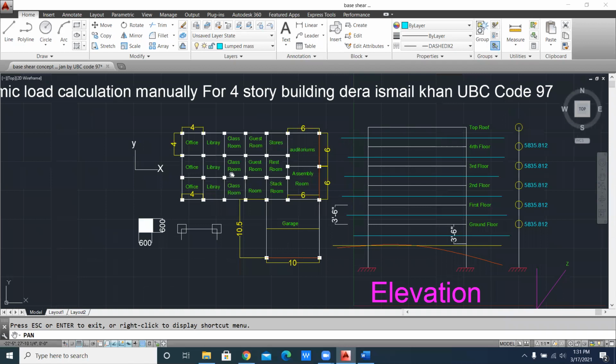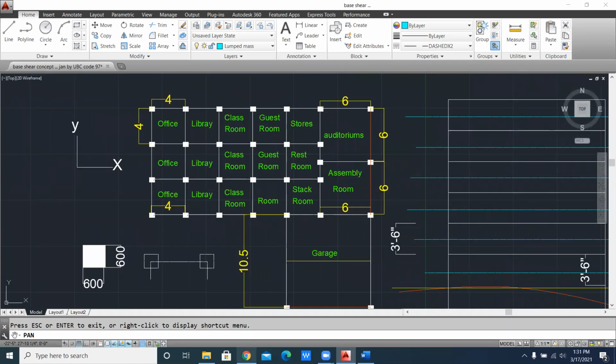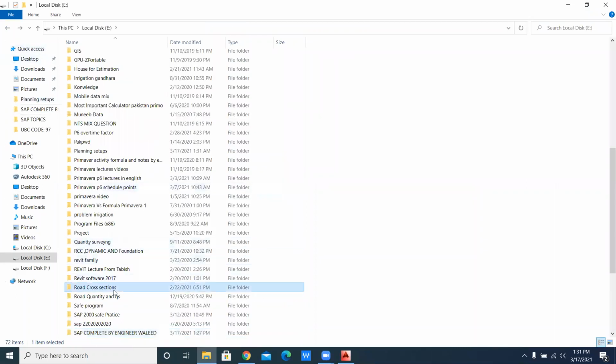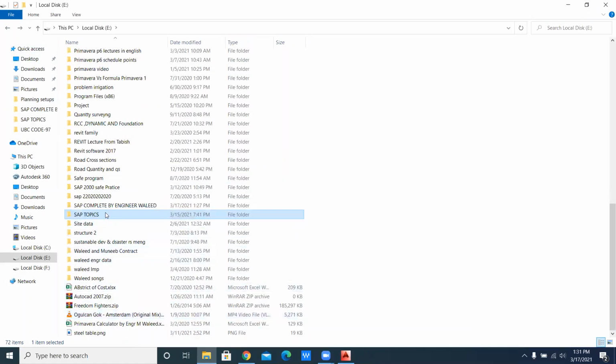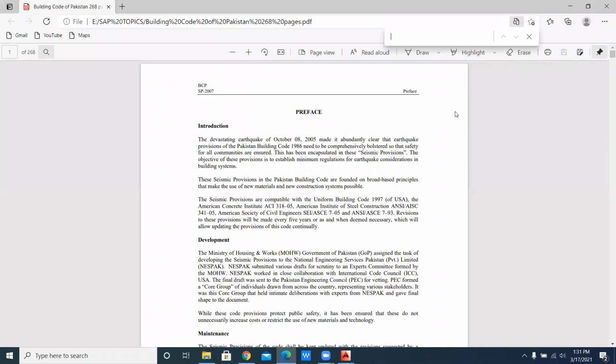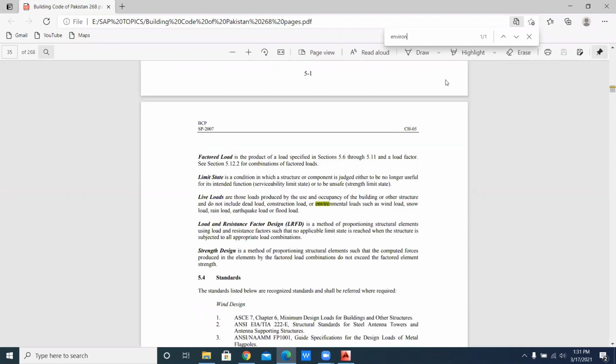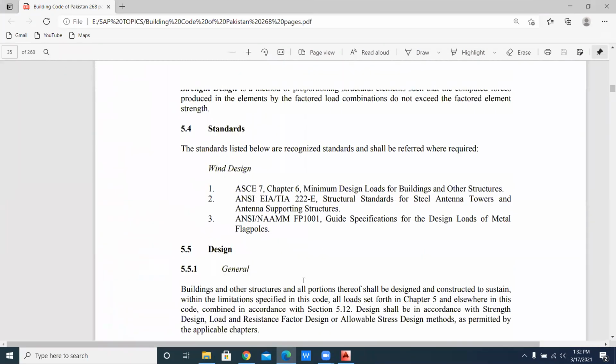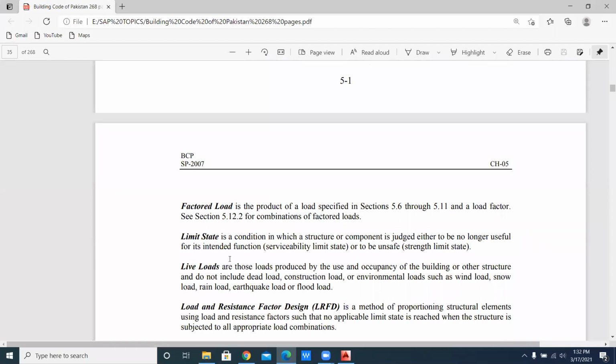The other thing is live load. So what is basically live load? What does our code say about live load? According to UBC 97 Pakistan, if you write here environmental, it will show you environmental. This one is your live load. You can see here what live load basically is.